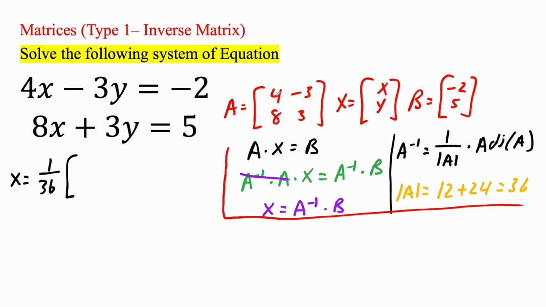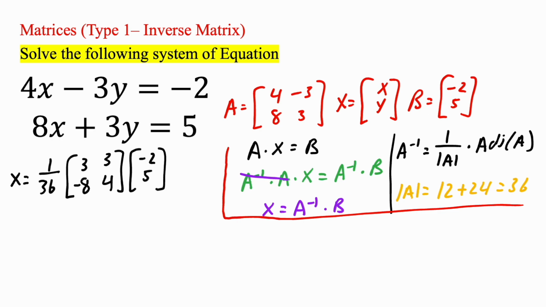And for the adjugate of A, 4 and 3, we swap. We swap this diagonal, so it becomes 3 and 4. And this diagonal, you flip the sign. So this is a positive 8. Now make it a -8. This is a -3. Make it a positive 3. And then we're going to multiply by matrix B, and matrix B is -2, 5.